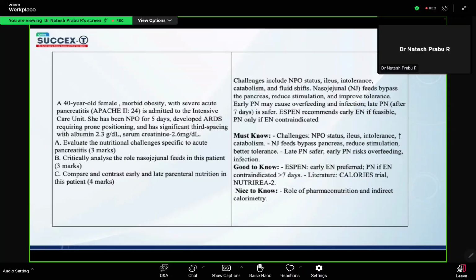You'll be knowing many things regarding pancreatitis. How will you extrapolate the knowledge, what you know, to the context of the scenario provided is the most important one. Because you can see the questions are evaluating challenges specific to acute pancreatitis. You can't write in general. What are the more specific things, you have to mention it. Similarly, compare and contrast early and late parenteral nutrition in this patient. Exactly how things are.